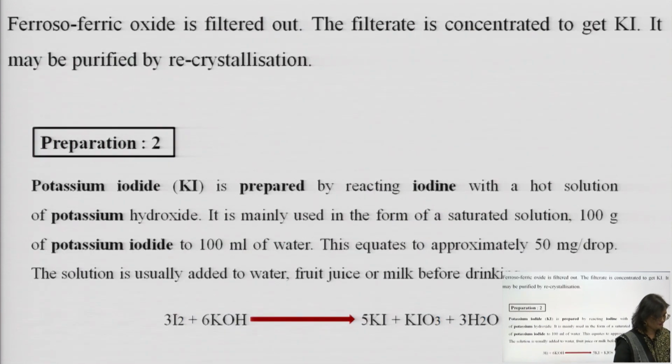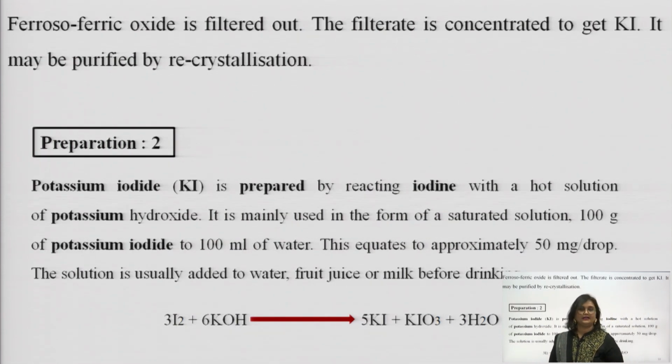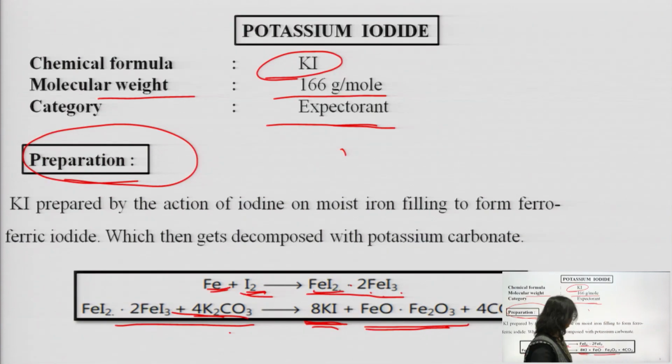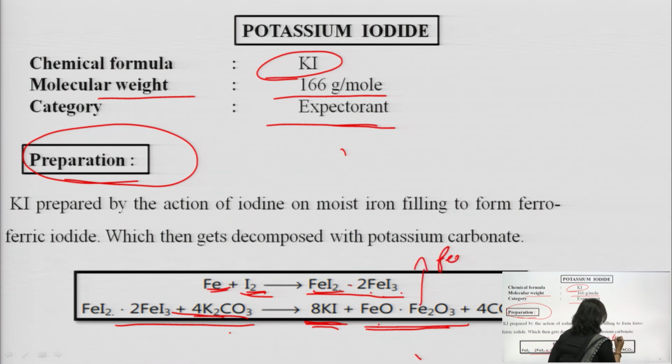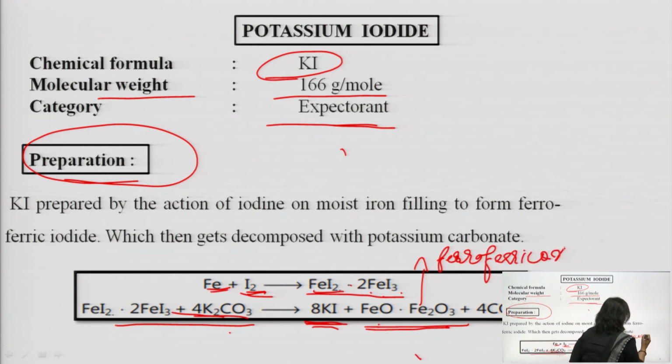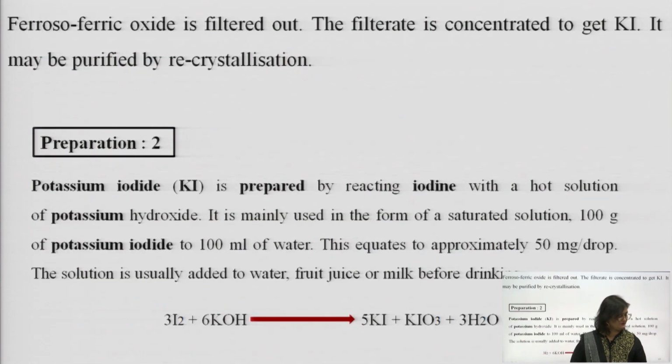Now moving on further. The ferroferric oxide, which is formed in the previous step, plus potassium iodide. This ferroferric oxide is filtered out. Then the filtrate which is remaining is concentrated to get potassium iodide. It may be purified by a recrystallization procedure.